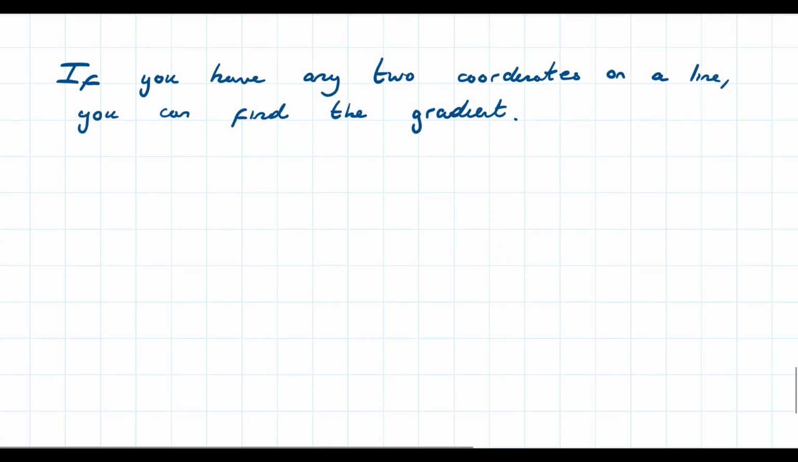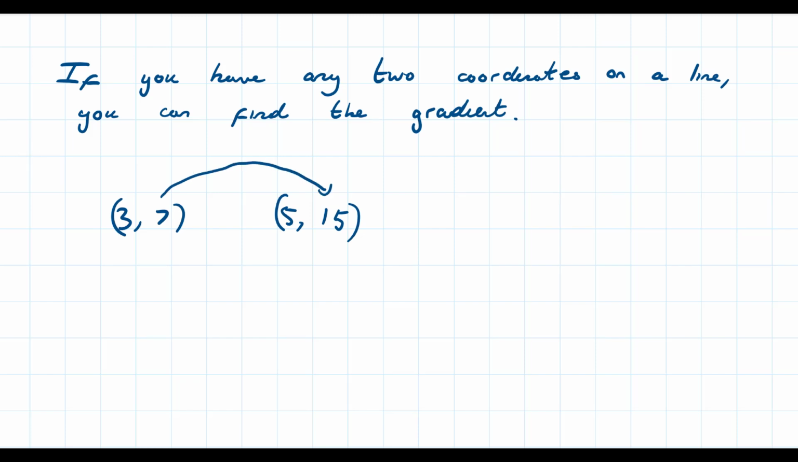So we'll just do one other example of that. If I gave you these coordinates (3, 7) and (5, 15), you can say, okay, well, how much did the y coordinates change by? To get from 7 to 15, I add 8. And how much did the x coordinates change by? To get from 3 to 5, I add 2. My y coordinates have changed by 8, my x coordinates by 2, and so 4 becomes the gradient of that line.